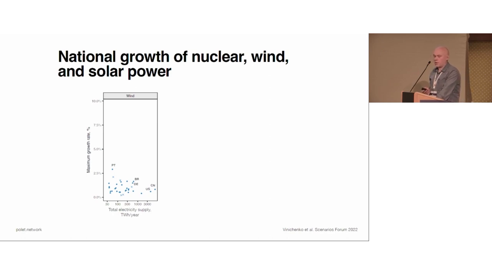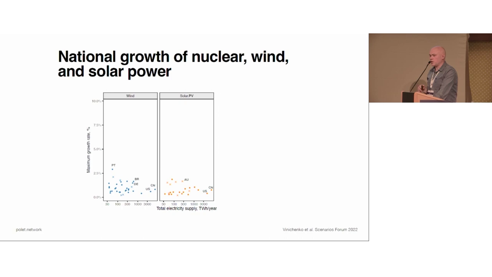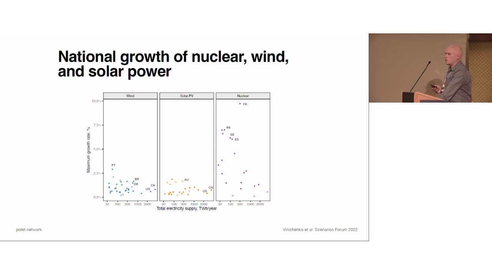This is for wind power, and here we can see, for example, that for smaller countries, maximum growth rate can be higher than for very large countries. We can also observe that with the exception of a single outlier, these maximum growth rates of wind power do not exceed 2% of the electricity system size per year. If we look at solar, the picture is generally the same, and the rates are even lower. But for nuclear power, the picture is completely different. Here we have France, where the maximum growth rate in the 1980s is about 10% of the electricity system size per year. And we have quite a few countries where the rates are between 5 and 7%.